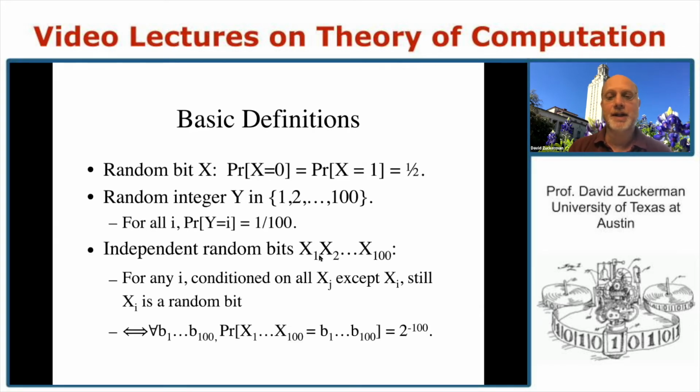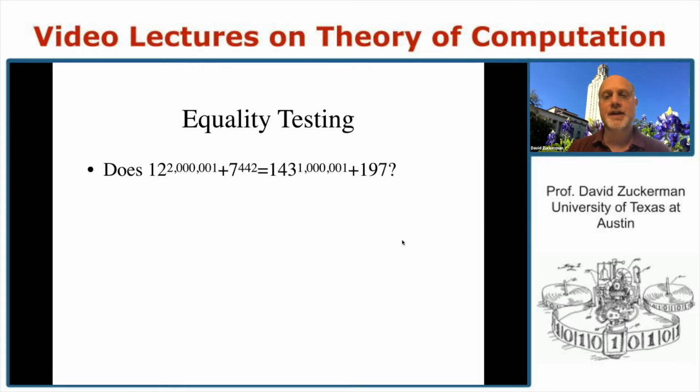And if I talk about independent random bits, I mean that for any i conditioned on all the other Xj, Xi is still a random bit. Or equivalently, if you take any 100-bit string, the probability that x1 through x100 equals this fixed 100-bit string is exactly 1 over 2 to the 100. Okay, so now let's look at a randomized algorithm as an example.